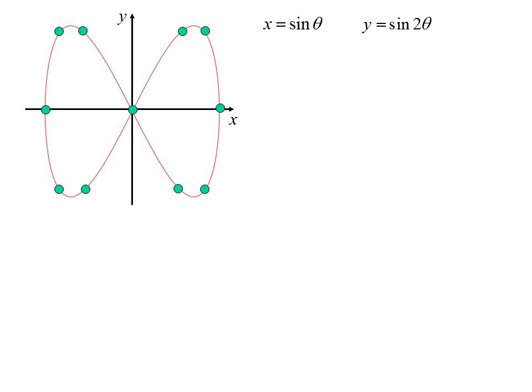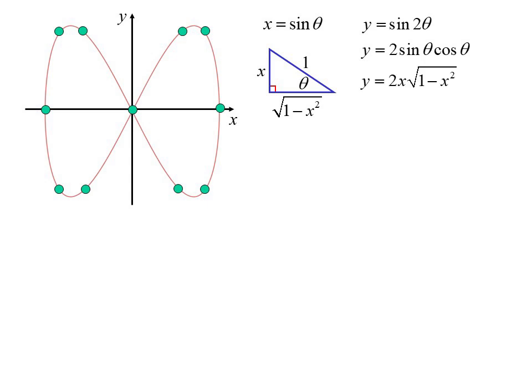So what's the Cartesian equation? Well, for that I need another trig relationship, and that's this one that says sine 2 theta is 2 sine theta cos theta. Now I can substitute in. I've created a triangle there. I know sine theta is x, so x on 1, which means the third side must be the square root of 1 minus x squared. I can now just read off that triangle. So y is 2 sine theta cos theta. So substituting in, we get 2x root 1 minus x squared. Another way of writing that, y squared is 4x squared times 1 minus x squared.